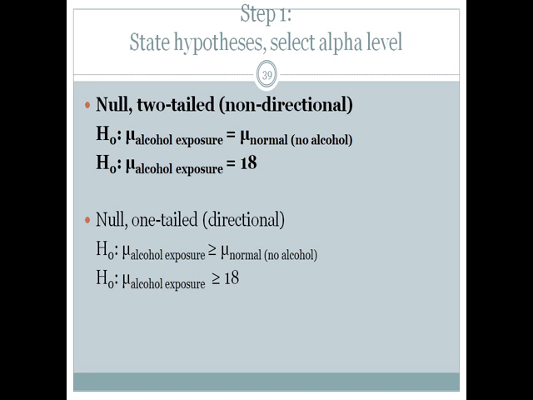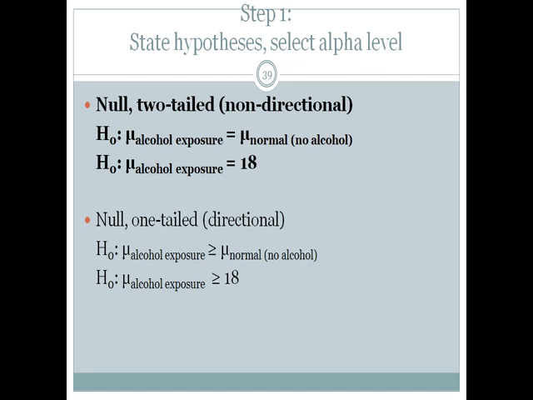Either form of the null hypothesis on this slide would be correct. Either put it into words, the mean for the alcohol exposure is equal to the mean for the normal group, or if we have the number, we can include the number there. We're not going to use a directional test, but you can see the null hypothesis for a directional test at the bottom of this slide.